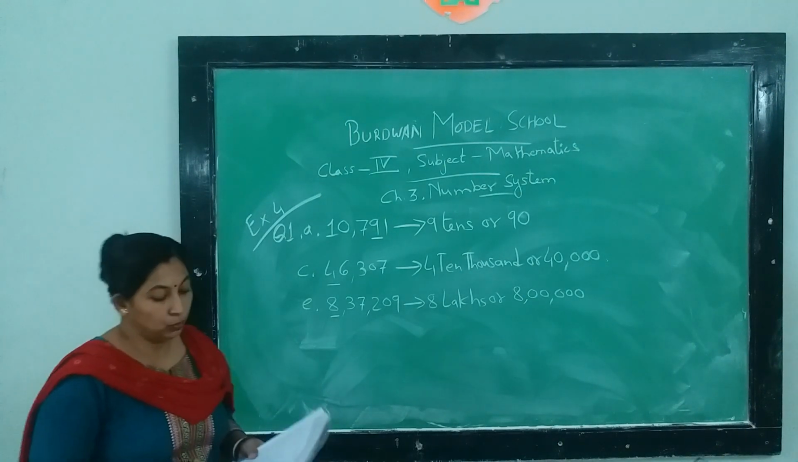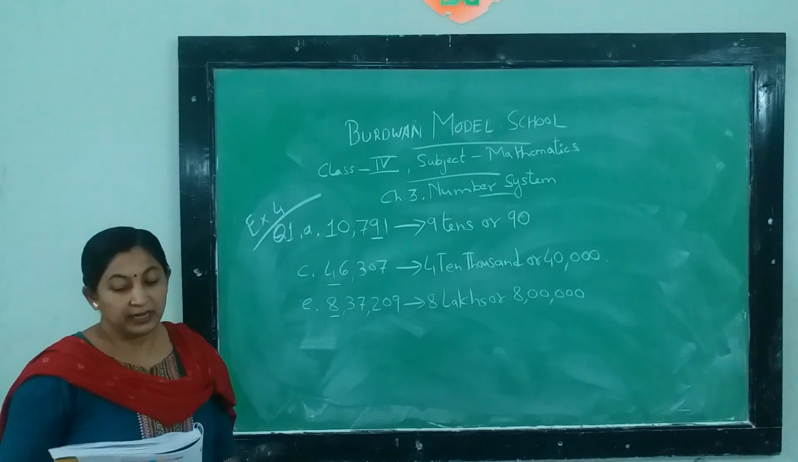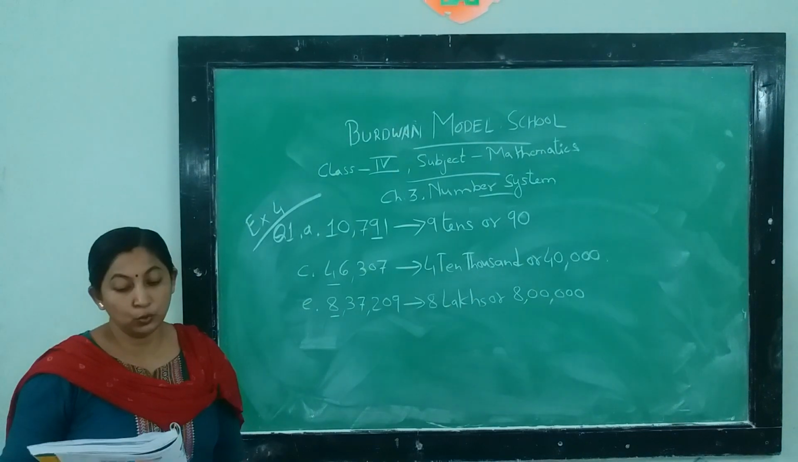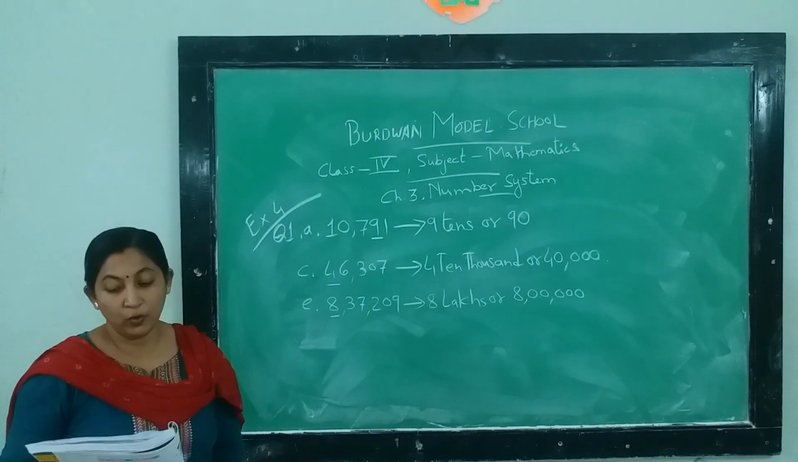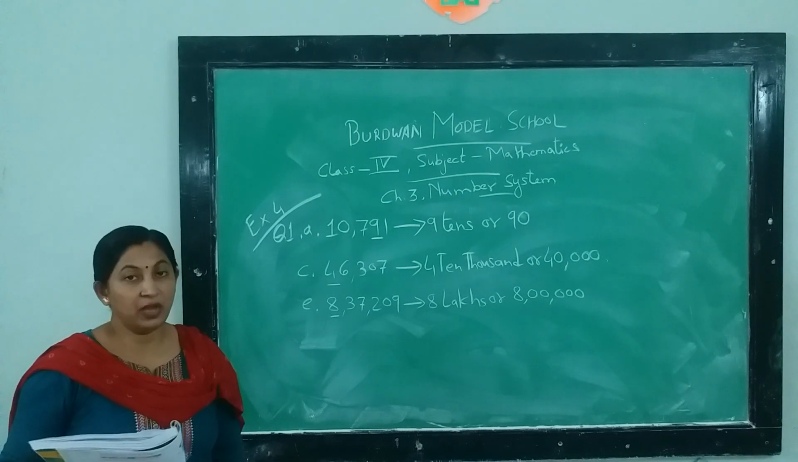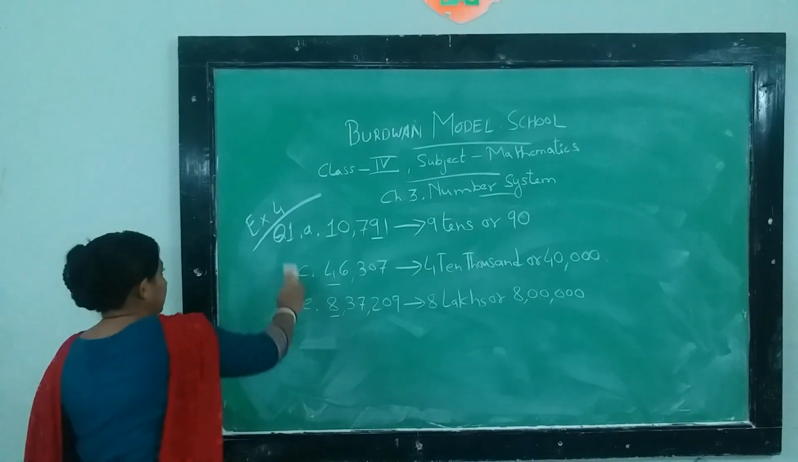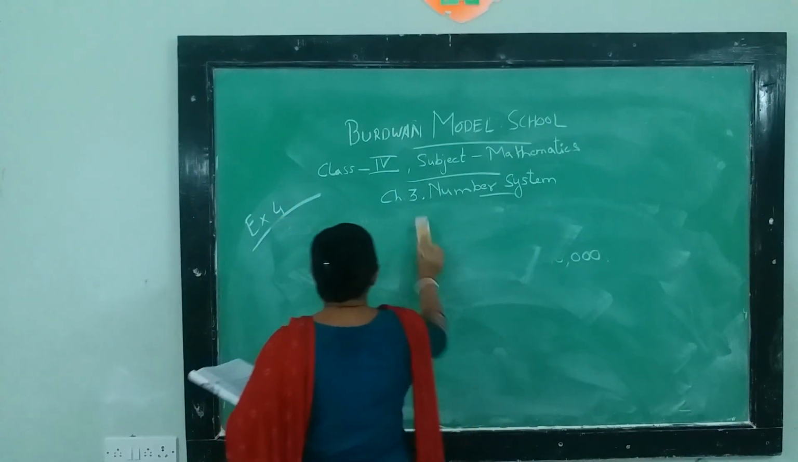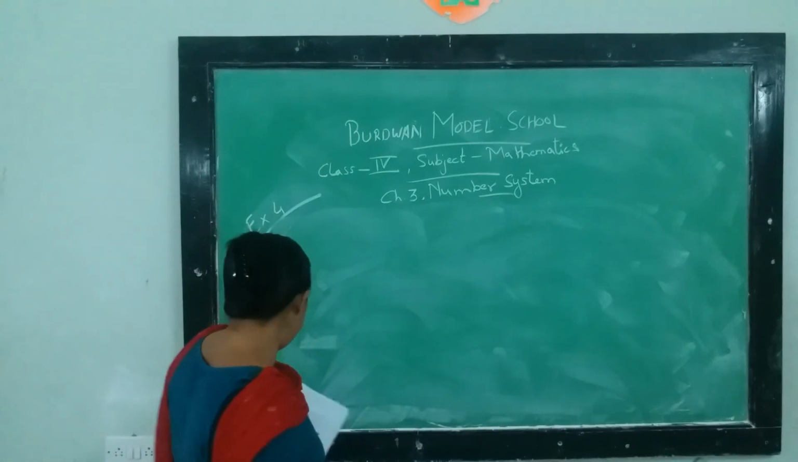Now come to question number 2. For question number 1, the rest of the questions you will practice yourself. Now question number 2. Find the place value of each of the digits in the following numerals. Now here it is given, you have to write the place value of each digit.